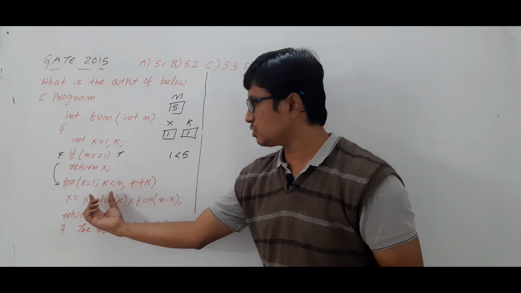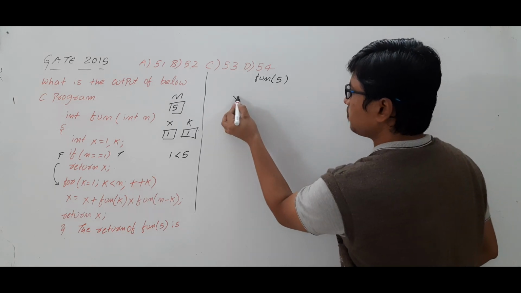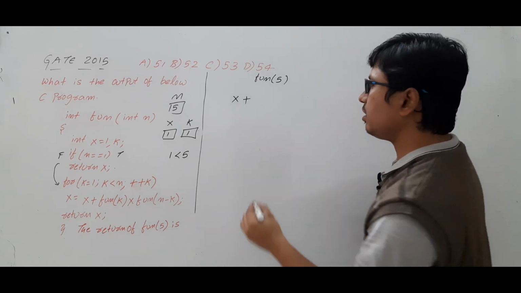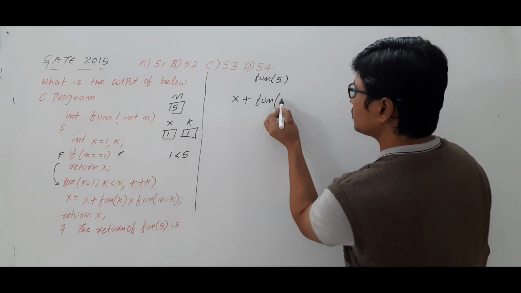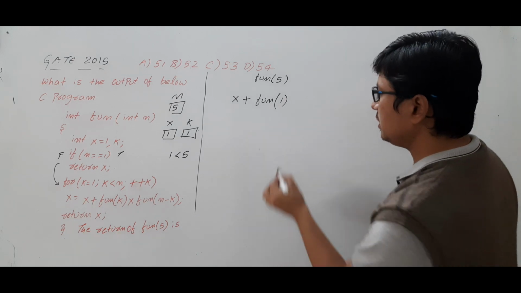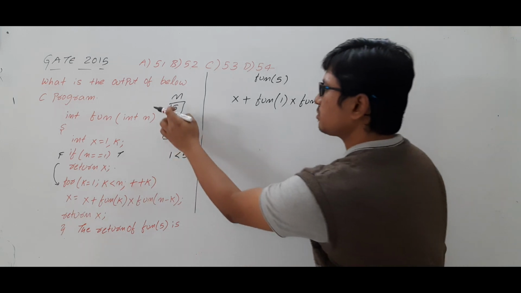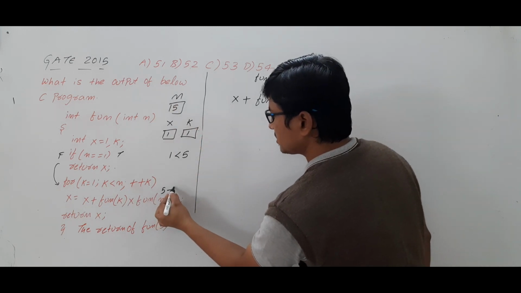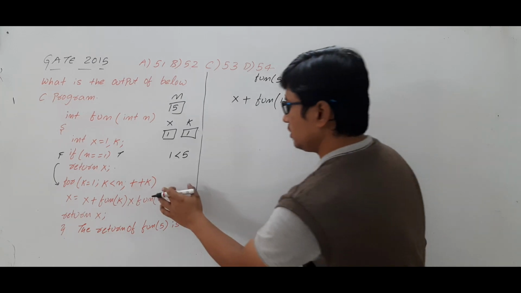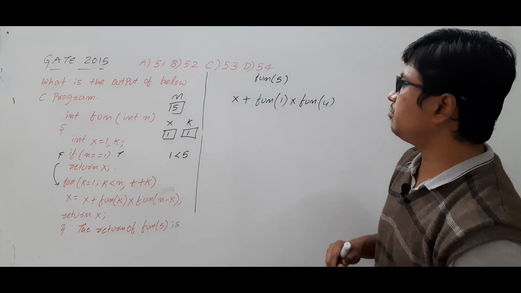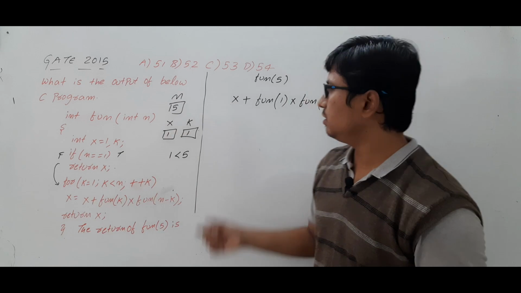So if this condition is true, you need to execute this block. x is equal to x plus fun of k. Fun of k is nothing but, what is the k value? The k value is 1, so you are calling fun 1 into fun n minus k. The n value is 5, so 5 minus k is 1, which is nothing but fun of 4. So you are calling the fun1 function. Is it clear? So you need to call this function with value 1.